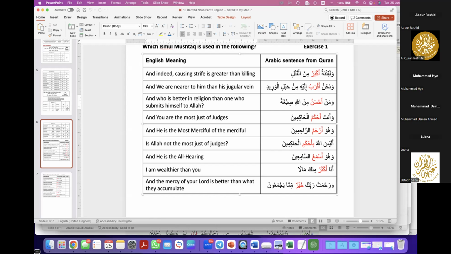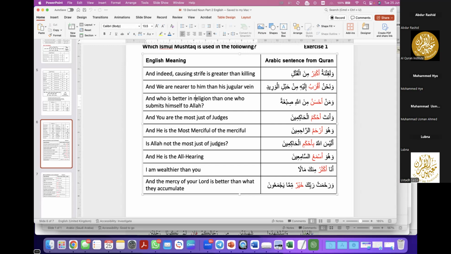First example: وَلَفِتْنَةُ أَكْبَرُ مِنَ الْقَتْلِ. A famous verse from the Quran: and indeed causing strife is greater than killing. Fitna is greater than killing. As you can see, Akbaru is the ismul mushtaq. First of all, say which type it is and why you think it is.